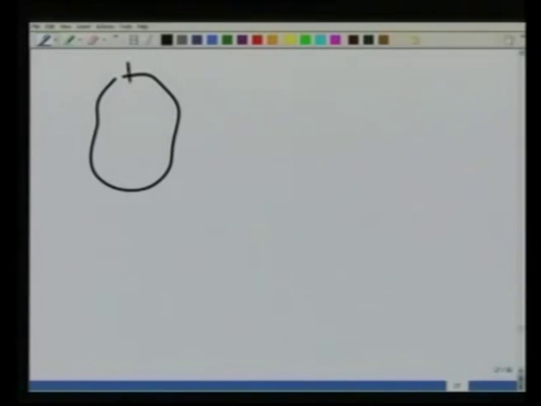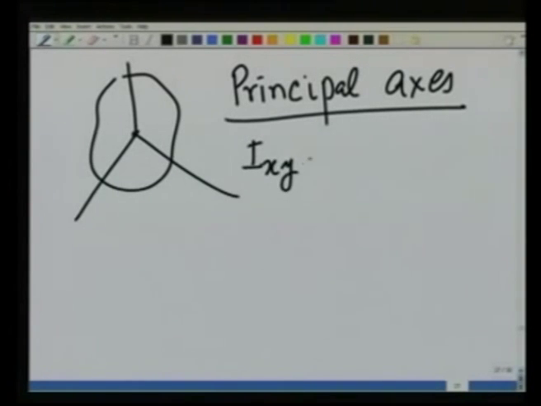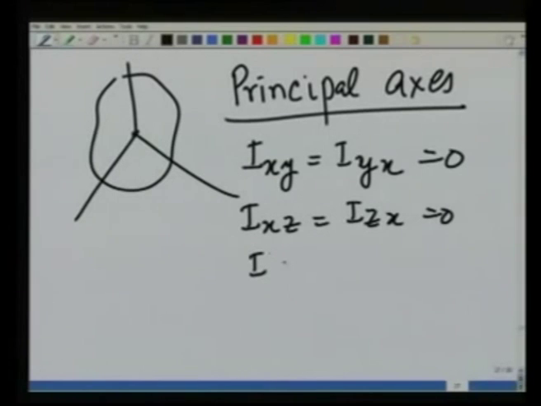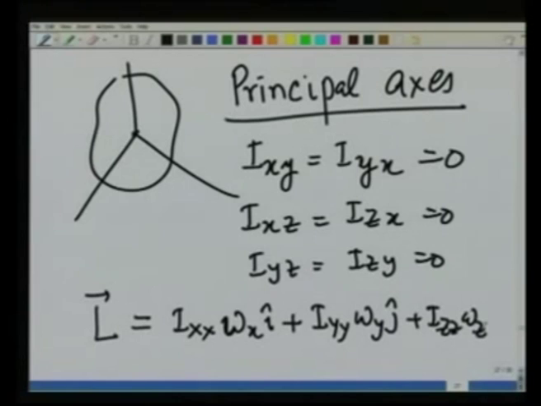Fortunately for us, there is a simplicity involved. For any rigid body, about any point, there exists a set of axes known as the principal set of axes, so that the off diagonal elements Ixy, Iyx is 0, Ixz, Izx is 0, and Iyz, Izy is equal to 0, and therefore, the L vector simply becomes equal to Ixx omega x i plus Iyy omega y j plus Izz omega z k.